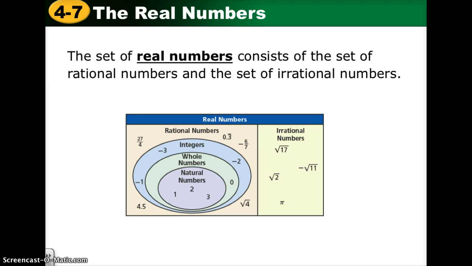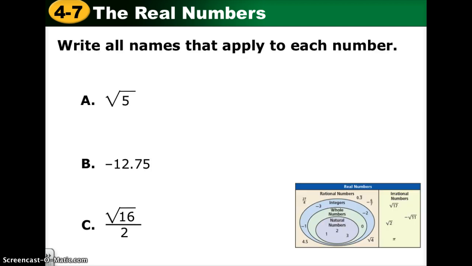So working your way from inside out, if you're a natural number, for example 1, 2, or 3, then you're also a whole number, and an integer, and a rational number, and a real number. So when we classify, we need to classify under all of those categories. So let's take a look. The chart is in the bottom right-hand corner to help you out.